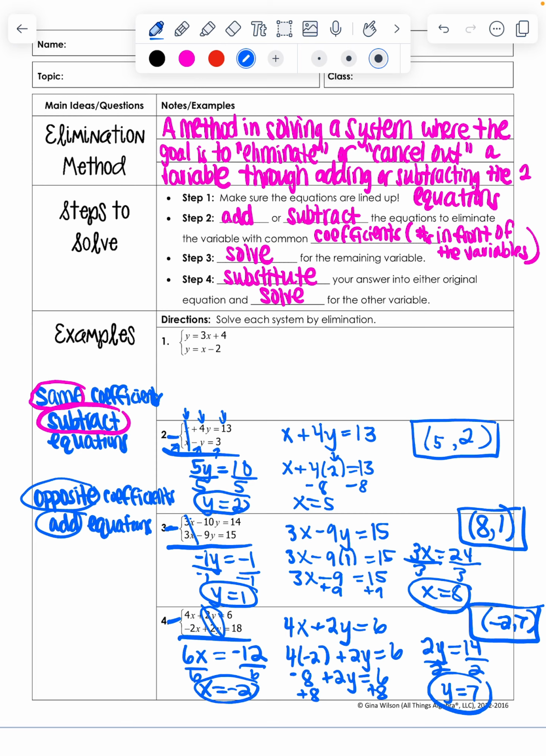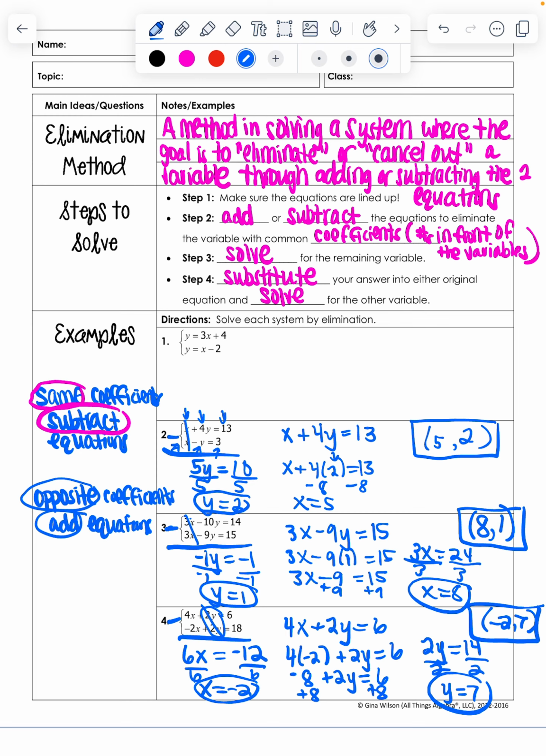Well, no, because 1y plus 1y is 2y. 3x plus 1 more is 4x. Like, that's not going to work. Nothing eliminated. So adding is not the way that we would go about this problem. But if we do take these two equations and subtract them, look what happens. Y minus y is nothing. You would have to put a 0 there to complete the equation still.